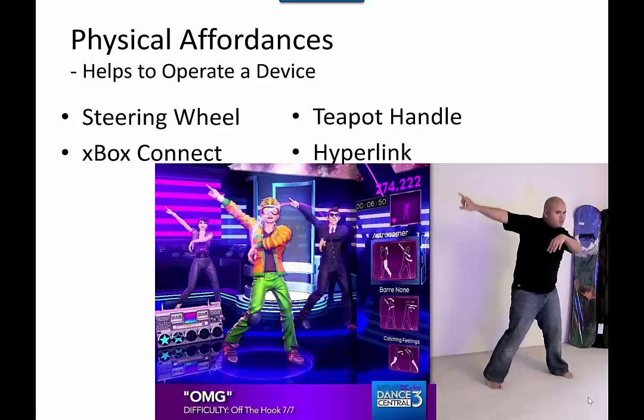Physical affordances are the easiest to define. It helps a person to operate a device. Think about your car steering wheel. It has little ridges underneath to help you hang on to it. If you turn right, the car moves in the right direction. If you turn left, the car goes left.